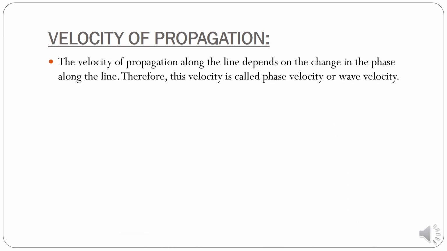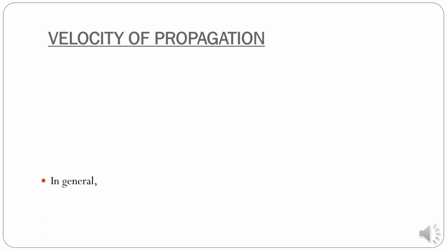Velocity of propagation. The velocity of propagation along the line depends upon the change in the phase along the line. Therefore, velocity is called phase velocity or wave velocity. Gamma equal to ln of V1 by V2 or ln of I1 by I2. Here, gamma equal to alpha plus j beta.